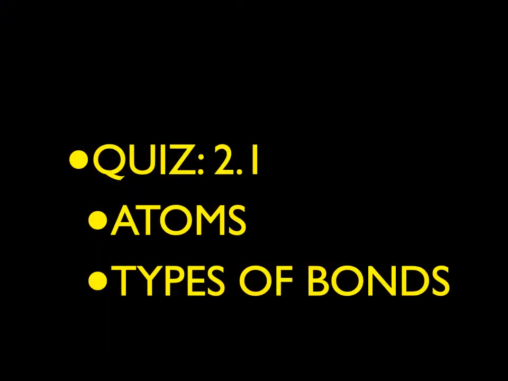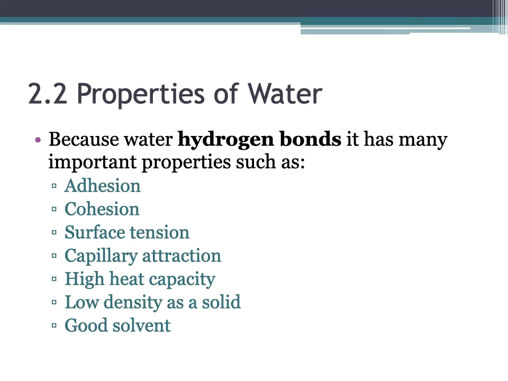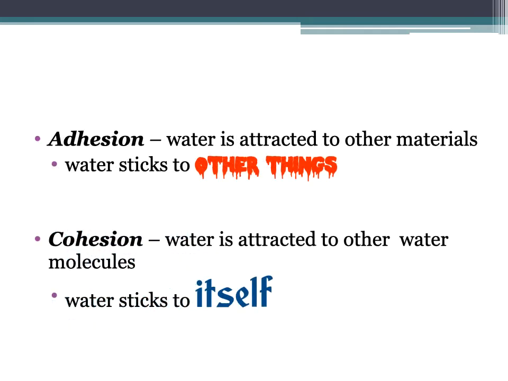That would be time for your quiz over section 2.1, but I'm going to go ahead and do the next section in our notes. 2.2, the properties of water. Because water does these hydrogen bonds, it can do all of these important properties, and there are 7 of them. So let's get into them.